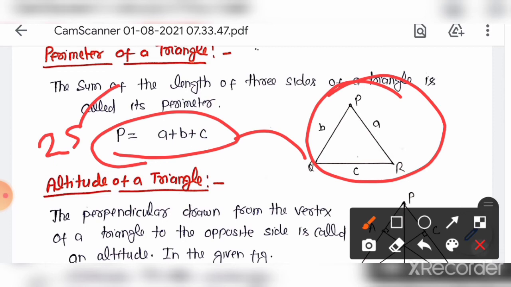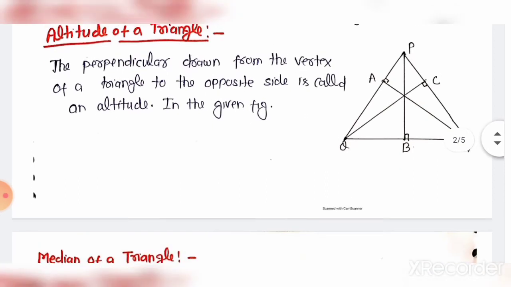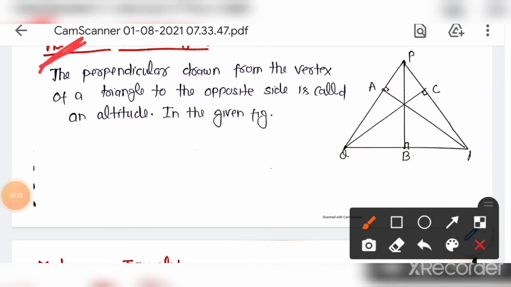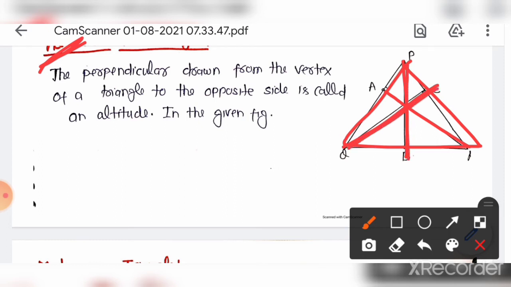The next point is the altitude of a triangle. In the drawn figure, from the vertex of a triangle, this is the altitude. In this figure, PB, QC and AP are the altitudes of the triangle. The perpendicular drawn from the vertex of a triangle to the opposite side is called the altitude. That means PB is an altitude, QC is an altitude, and AP is also an altitude of the triangle.